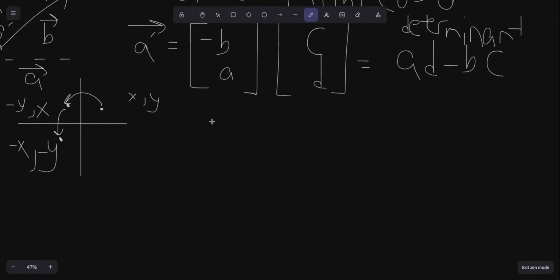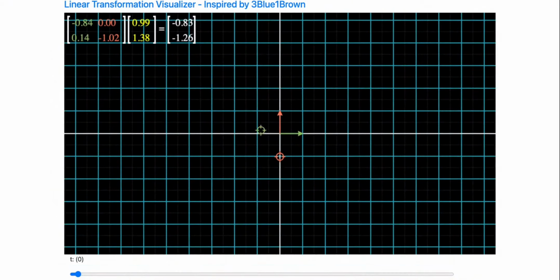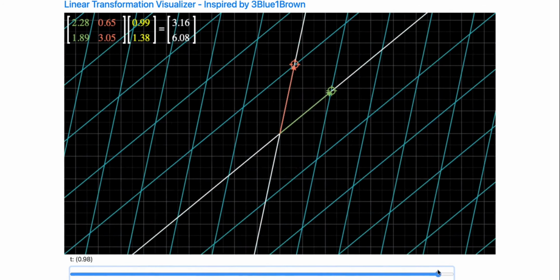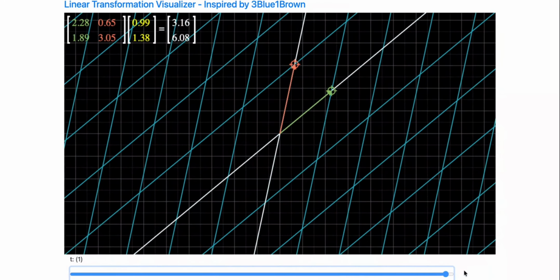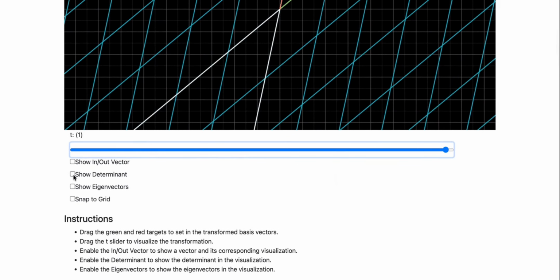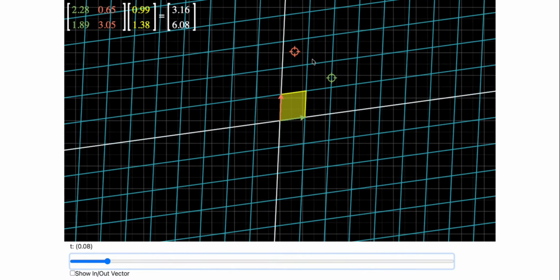Now, the determinant is very powerful. It tells you the area of the parallelogram that's formed through a matrix multiplication. So if I have 1 here, and I'm just going back to the matrix simulator, you see how these blue lines indicate a sort of square, right? And then as a matrix transforms into new vectors based on the unit vectors, it forms a parallelogram, and the area of that parallelogram is given by the determinant. So if I show determinant, this would be the area of the parallelogram right here.